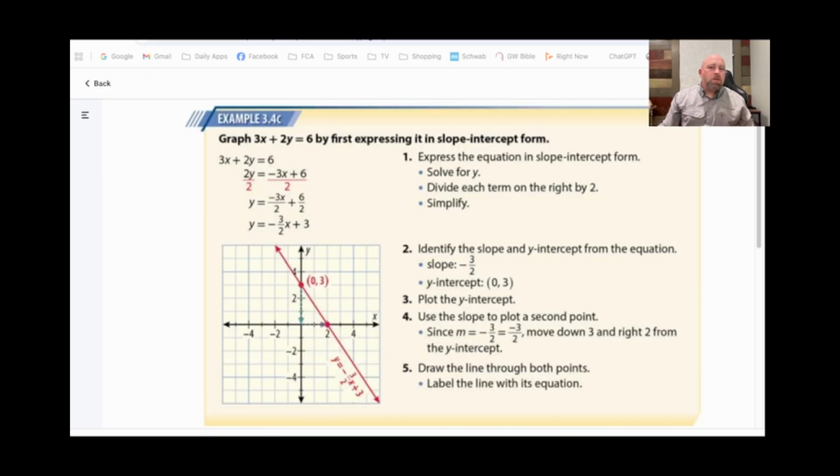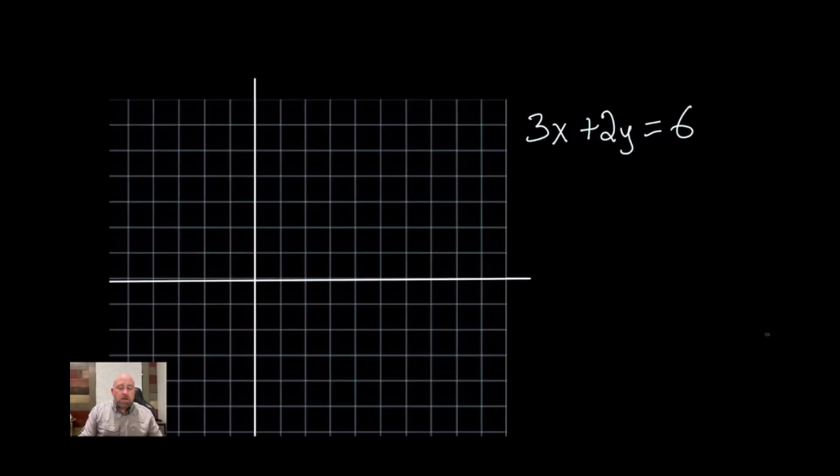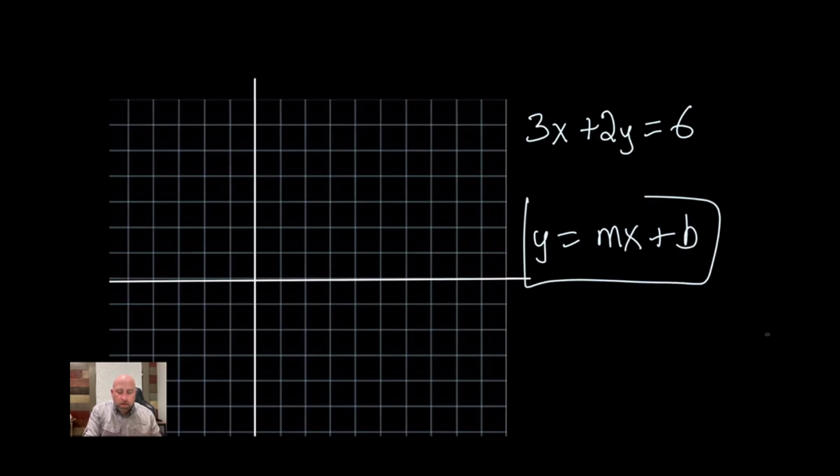All right, let's try one of these that's not in standard form. So page 101 in your book, they give you the equation 3x plus 2y equals 6. So let's come over here and let's just kind of work it out as we go. So the first thing you need to do on these, you want to put this into our slope-intercept form. We want to get this to be y equals mx plus b. This is our goal. This is where we're going right here.